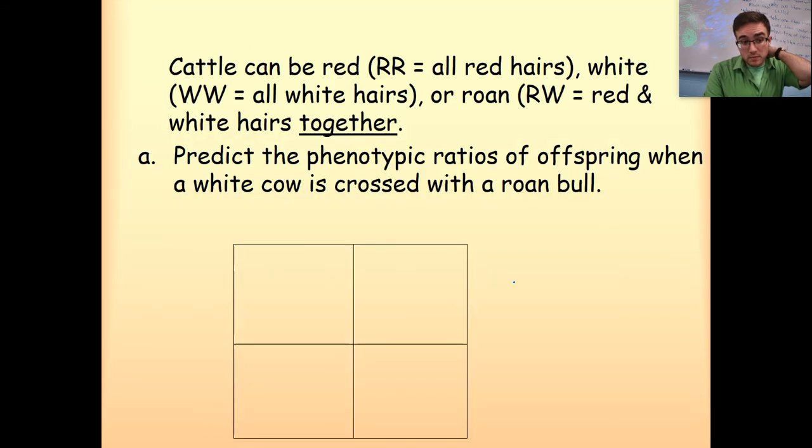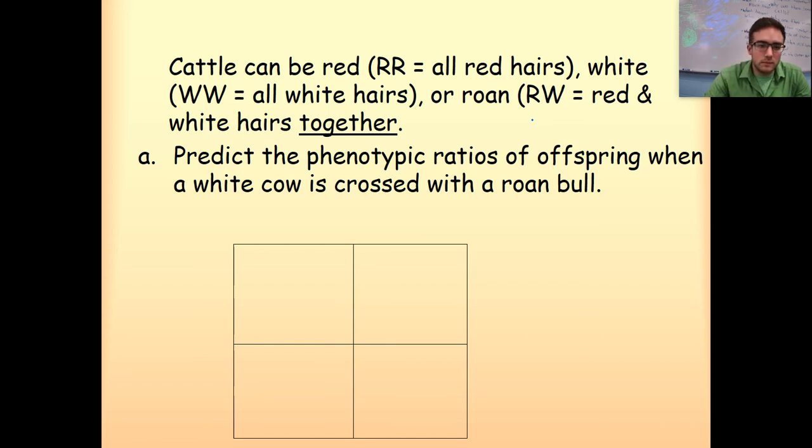So for codominance problems, it's very similar to incomplete dominance, but instead of the R1, R2 or H1 system, the letters with the number system, we just use uppercase letters to represent that. So cattle can be red, so if they're red, they have both red alleles, so all red hairs. Or they can be white, which is, they have all white hairs. Or if they have a mixture between red and white, they have red and white hairs.